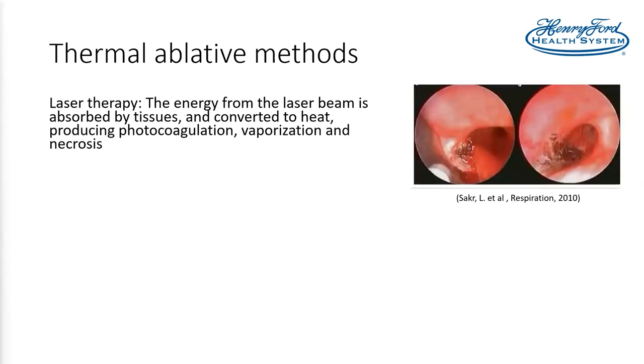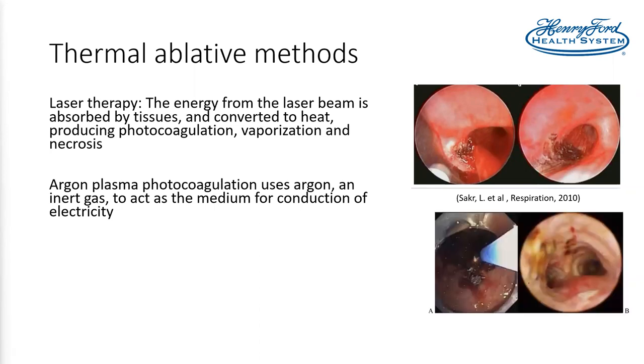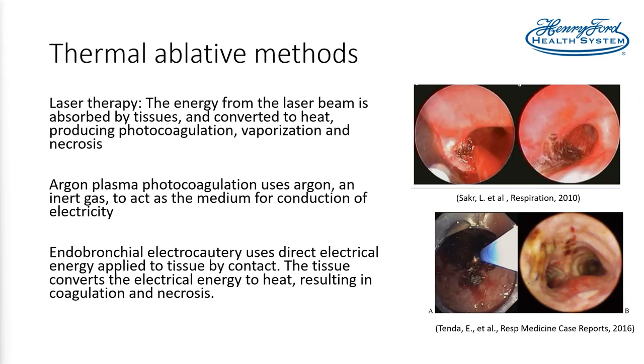With laser therapy, the energy from the laser beam is absorbed by the tissue and converted to heat. That's how it produces photocoagulation, vaporization, and necrosis. APC uses argon, an inert gas, as the medium for conduction of electricity. That's APC here; the first one is laser. And endobronchial electrocautery is direct electrical energy applied to the tissue.